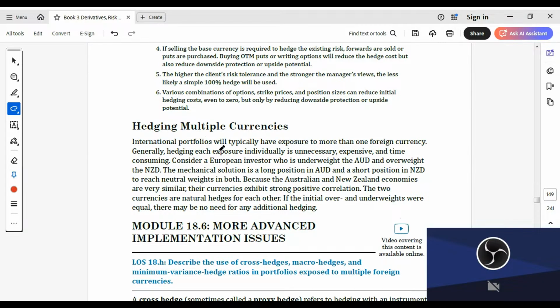Obviously, if you are hedging multiple currencies, then hedging each exposure individually is not necessary, and it is unnecessarily time consuming, because many of the exposures will cancel out themselves. They are giving the example of AUD and NZD, right? But AUD and NZD economies are quite similar, so currencies will exhibit strong positive correlation.